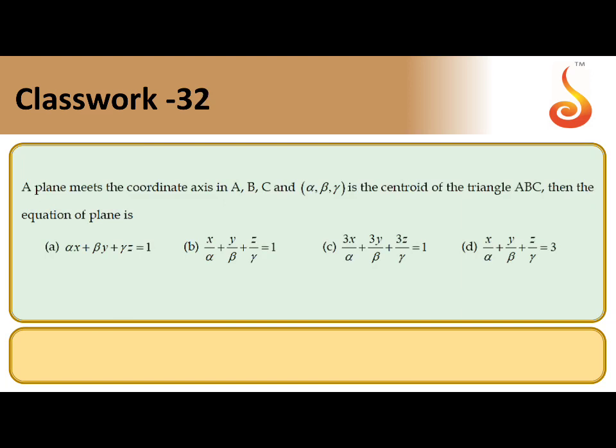Next, 34. A plane meets the coordinate axes at A, B, C. Alpha, beta, gamma is the centroid of triangle ABC. Then find the equation of the plane. I will solve the question on the next page. The plane meets the coordinate axes at A, B, C, the centroid is given, and you can find the equation of the plane.